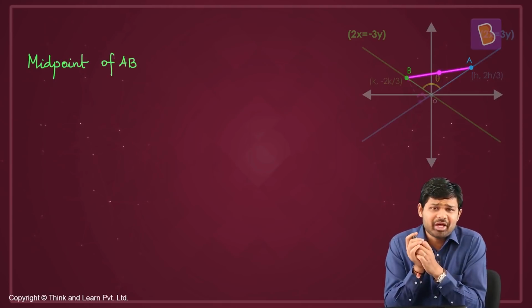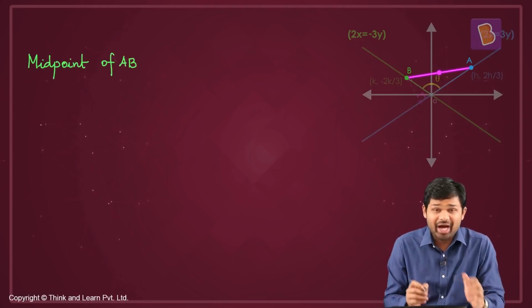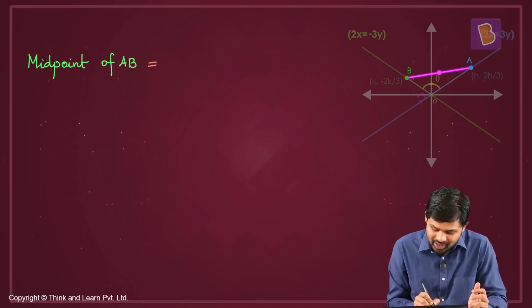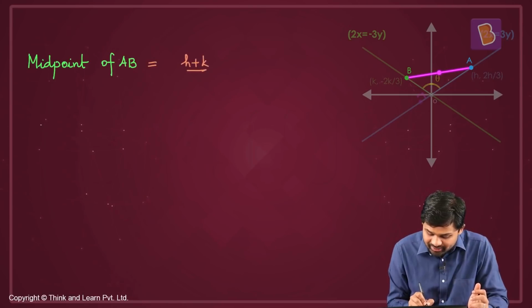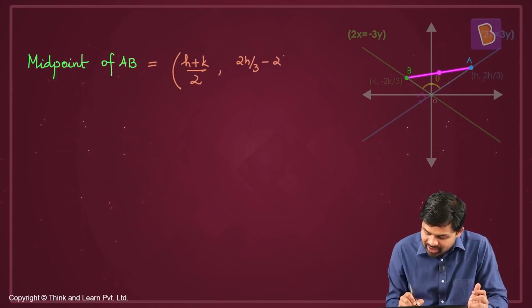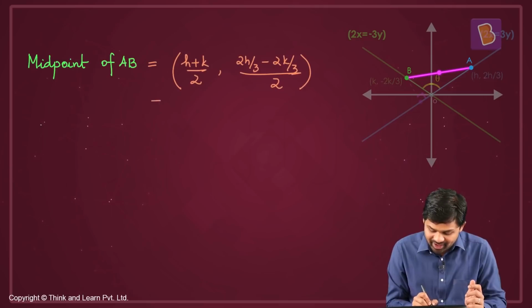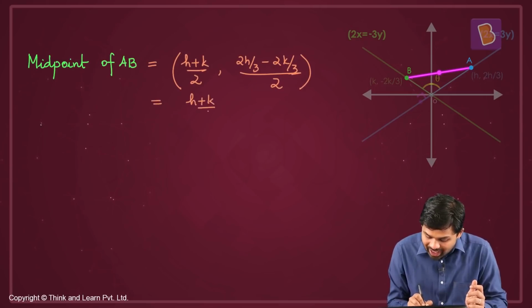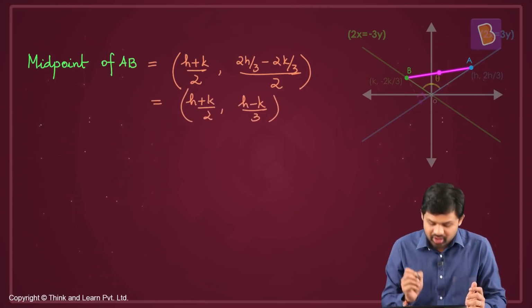So what is the midpoint of AB? Very simple. You have the coordinates, you use the midpoint formula. So it's going to be h plus k divided by 2, and the other one is 2h by 3 minus 2k by 3 divided by 2. So if you simplify this, you get h plus k by 2 comma h minus k divided by 3.